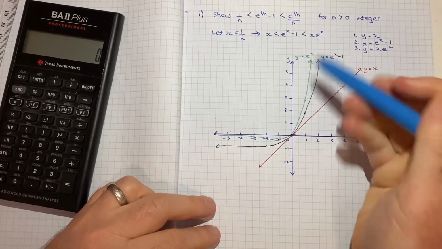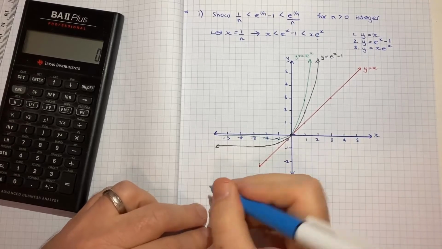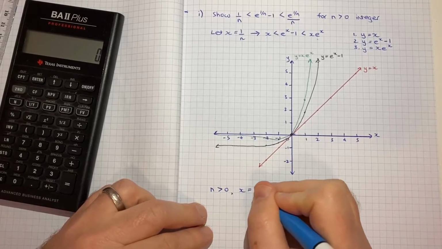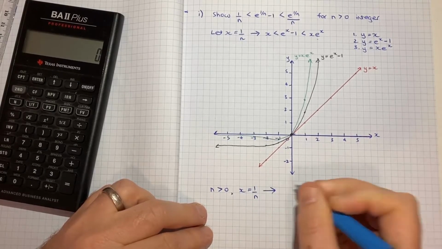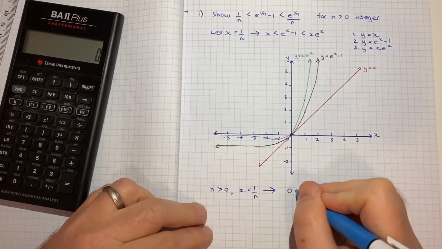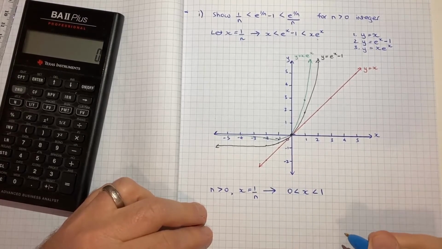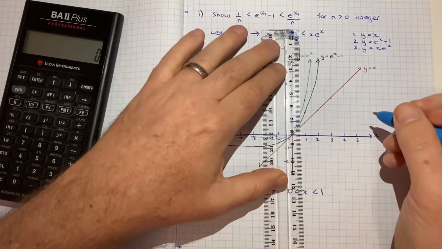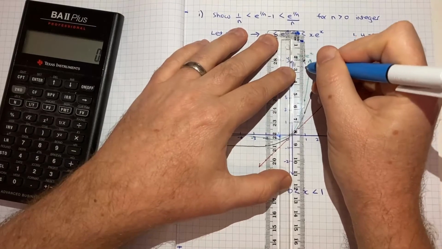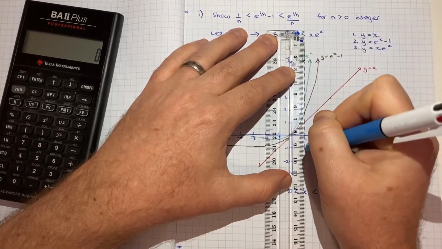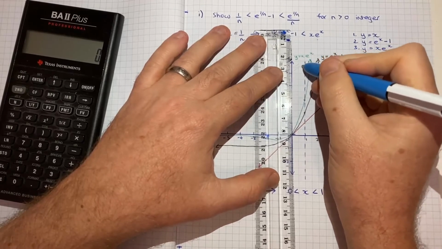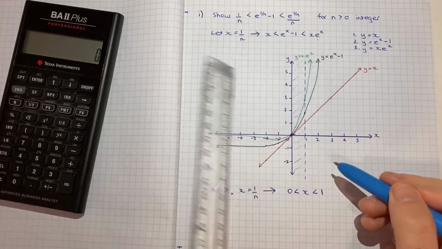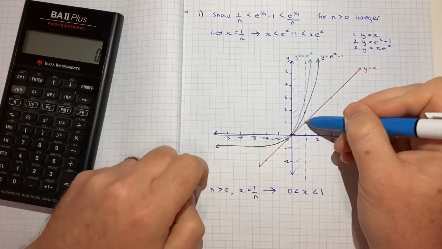But that doesn't need to concern us, because if we have n greater than 0 and I've let x is equal to 1 on n, then that must mean that we're dealing with x between 0 and 1 at the end of the day. So really what I'm most concerned with is whether between 1 and 0, so all this area here, do my charts satisfy this inequality? And we can see that between those points they do.